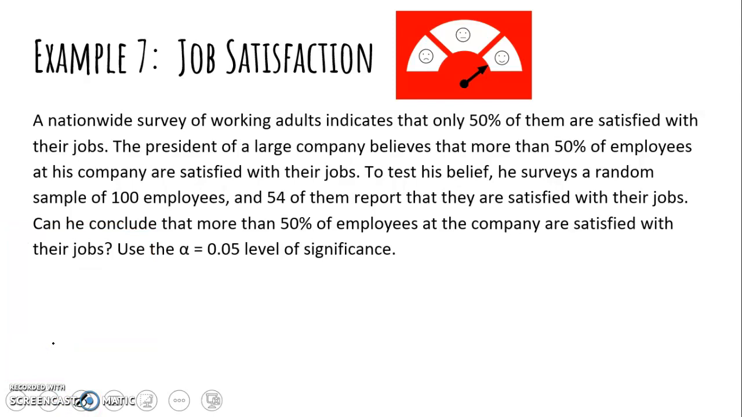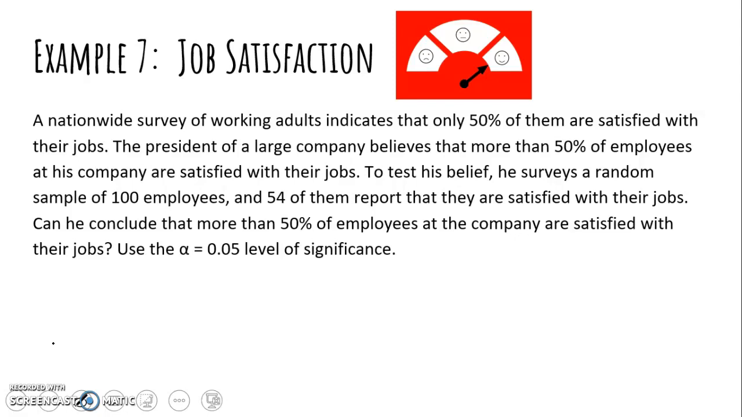Example 7, job satisfaction. A nationwide survey of working adults indicates that only 50% of them are satisfied with their jobs. The president of a large company believes that more than 50% of employees at his company are satisfied with their jobs. To test his belief, he surveys a random sample of 100 employees, and 54 of them report that they are satisfied with their jobs. Can he conclude that more than 50% of employees at the company are satisfied with their jobs? Use a 0.05 level of significance.